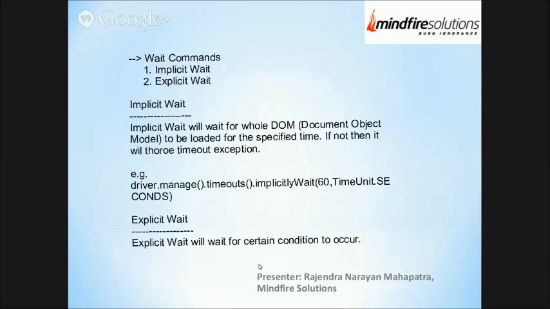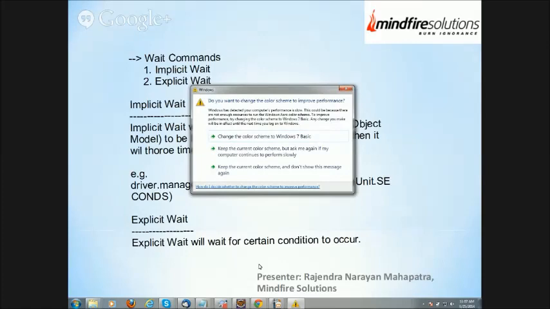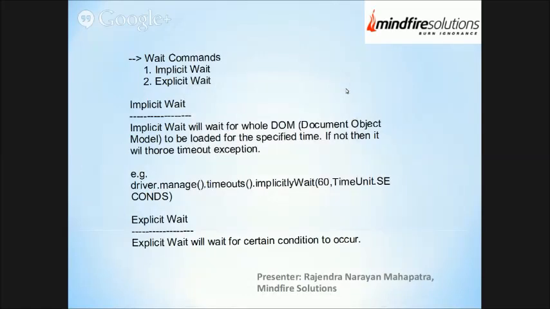I think somebody might have asked this question: what is the difference between implicit wait and explicit wait? Basically there are two types of waits in Selenium WebDriver, called implicit wait and explicit wait. If you go for implicit wait, it will wait for the whole DOM to be loaded. DOM is nothing but document object model. So it will wait for the whole page to be loaded for the specified time. If not, it will throw the timeout exception. Suppose we have given 60 seconds. If the page is not loaded within 60 seconds, it will throw timeout exception.